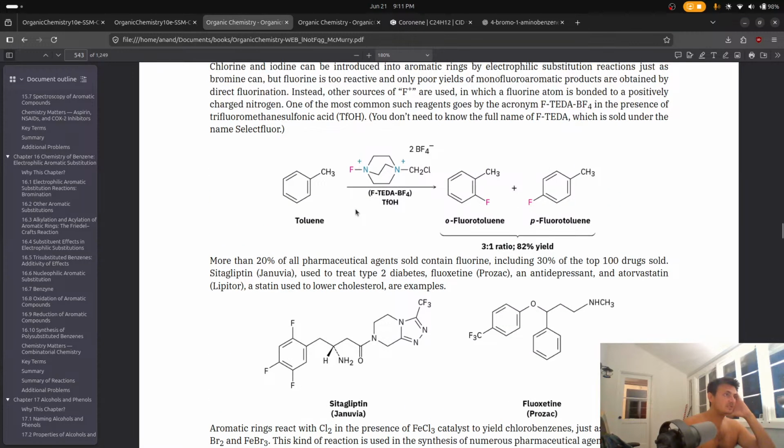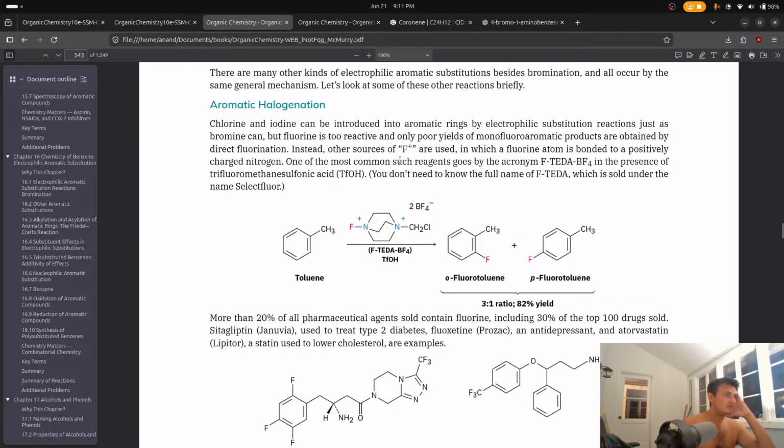Did I want to mention this fluorine thing? We can also fluorinate. Is it anything, or does it have to be toluene? Why didn't they show benzene here? Sometimes it's like, what is it about what they left out?